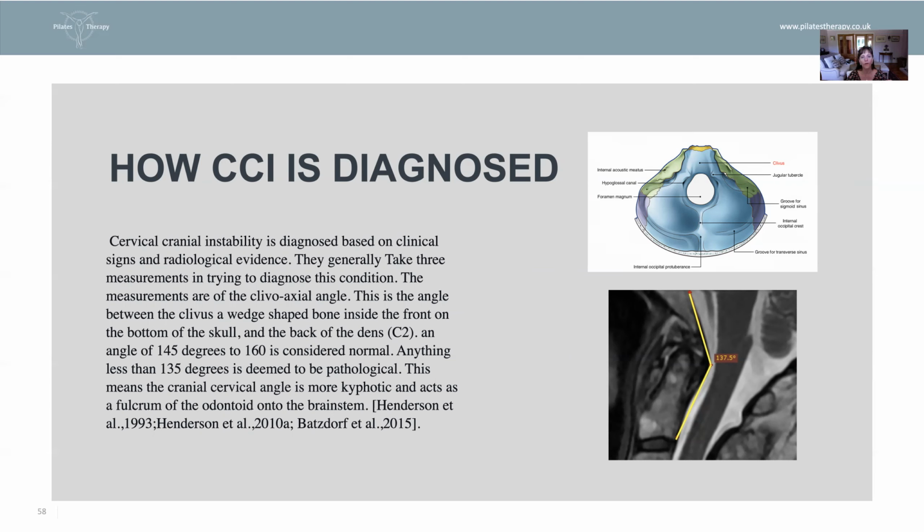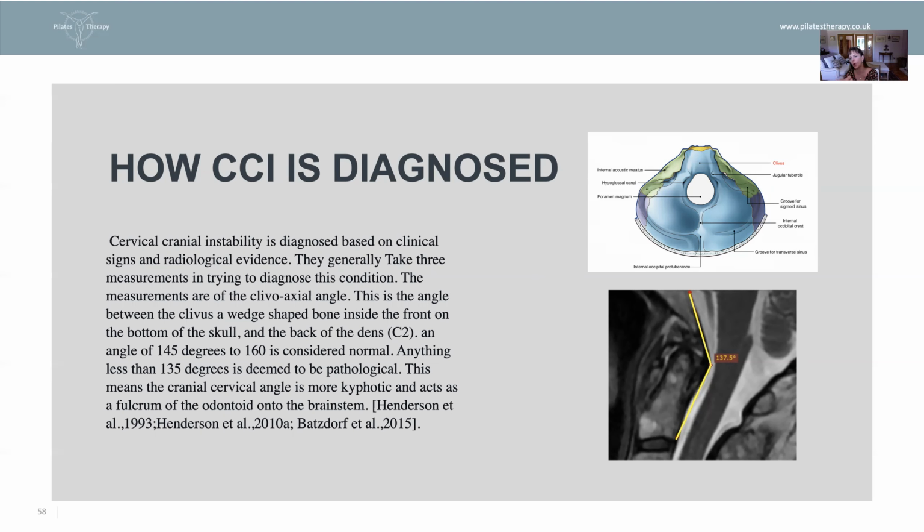There are 3 measurements that they try to take to diagnose the condition. The measurements are all done through imaging. The first one is called the clivoaxial angle, and this is an angle between the clivus. I've given you an image on the top, and you can see in red, it says clivus. This is the base of the skull you're looking at.